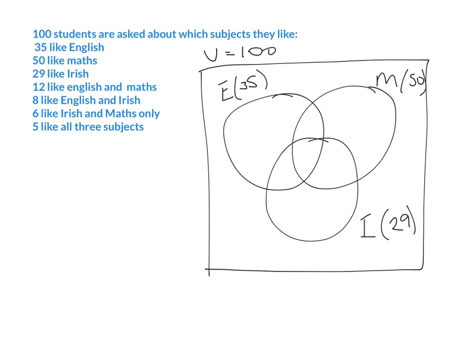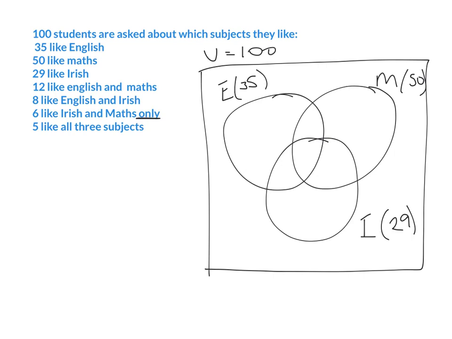We're told that 12 like English and maths, so that's the intersection. We're told that 8 like English and Irish, again the intersection between those two circles, and 6 like Irish and maths only. We need to be really careful of that when we come to it. And finally 5 like all three subjects. That's the one that we should always start off with.